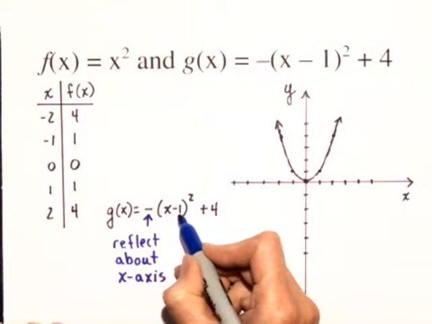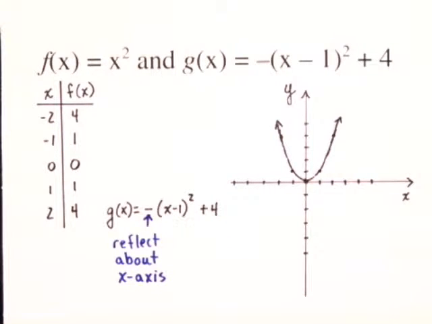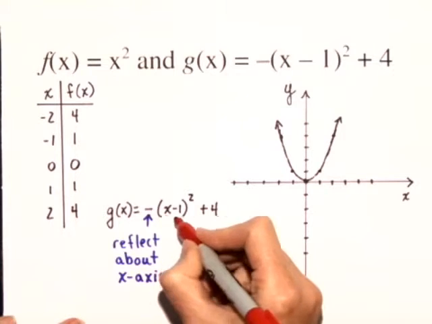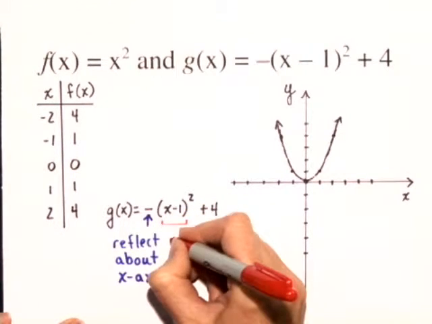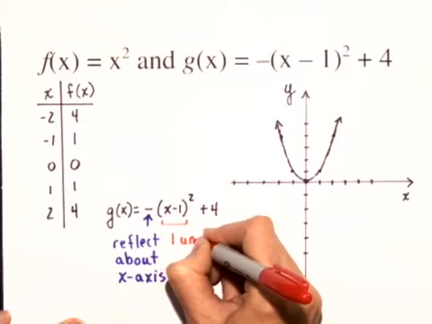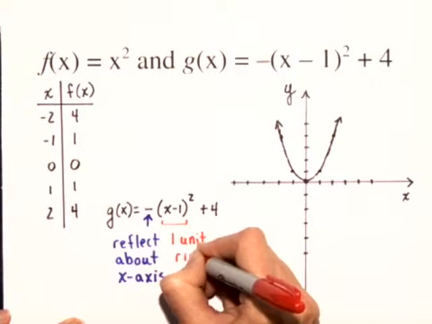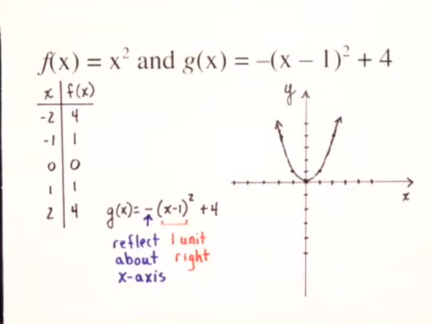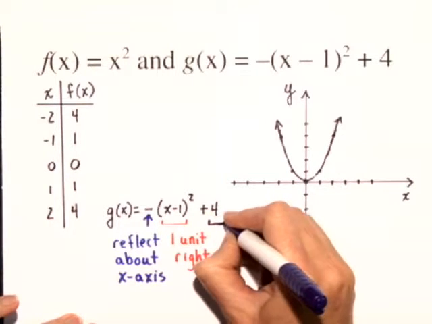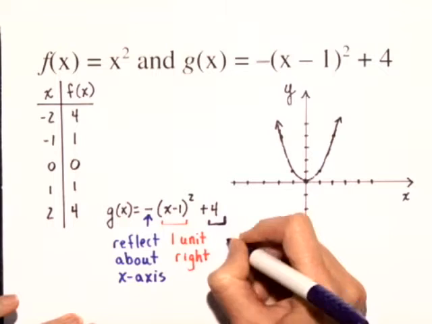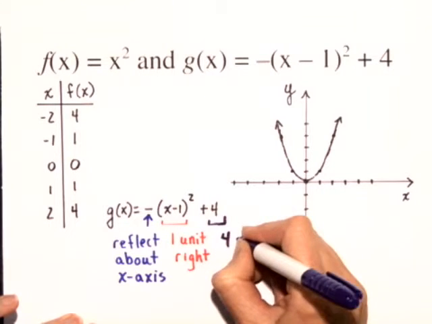The x minus 1 inside the parentheses indicates a horizontal shift. Since it's x minus 1, that indicates a shift to the right. So we'll shift 1 unit to the right. And finally, our last transformation will be our vertical shift. We have plus 4 as our vertical shift, so that tells us to shift 4 units up.